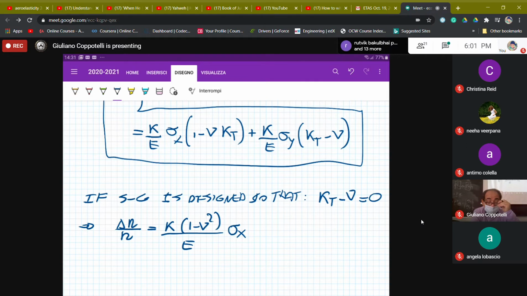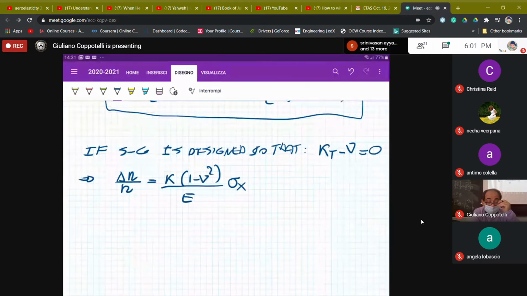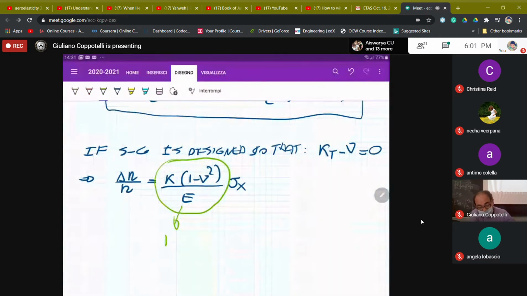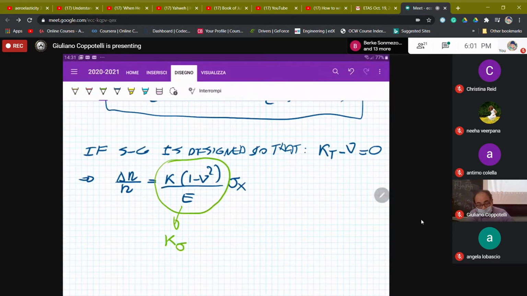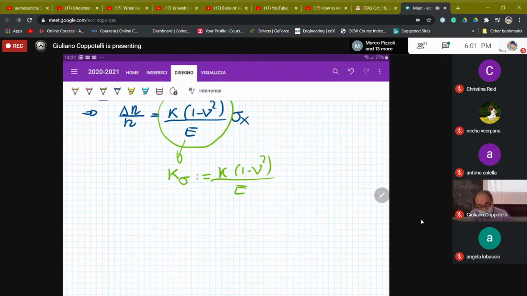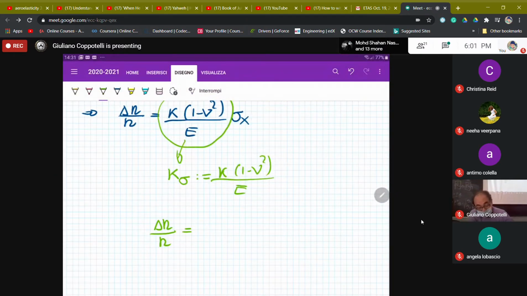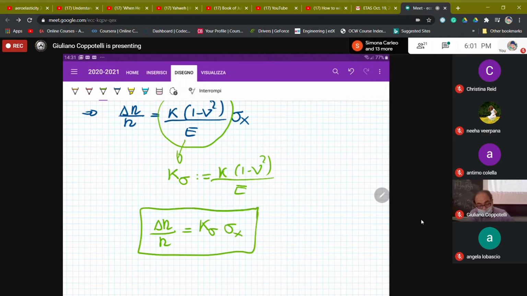And this relation is a linear one, so we like it very much because I can define this coefficient as, for example, K sigma. So K sigma is defined as K (1 minus nu squared) over E, so that the final relation is that the relative change of resistance is equal to K sigma times sigma x. And that is a very nice relation once again. Okay.